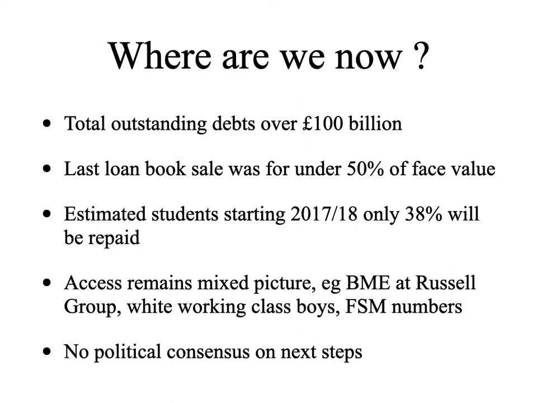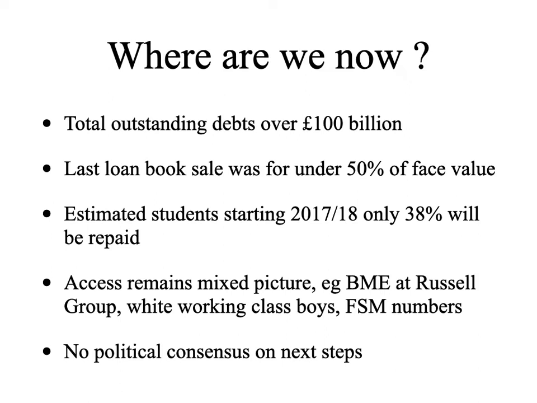But where are we now? The total outstanding debts of student fees is over £100 billion. The last time the loans were sold by the government to the private sector, which is what they do, it was sold at only 50% of face value. In other words, half the student loans which were outstanding would never be paid back. The Treasury estimated for students starting university in 2017-18, only 38% of student loans would ever be repaid, and that number continues to fall.